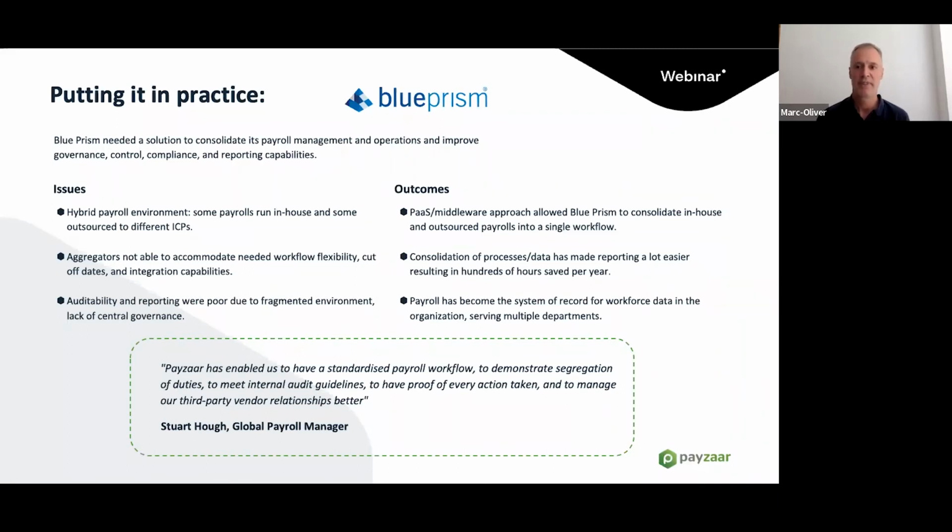So I think this is a very nice example and success story of how, without having to take apart all your existing payroll solutions and infrastructure, we've been able, with Blue Prism, to create huge optimization improvement in their payroll environment.